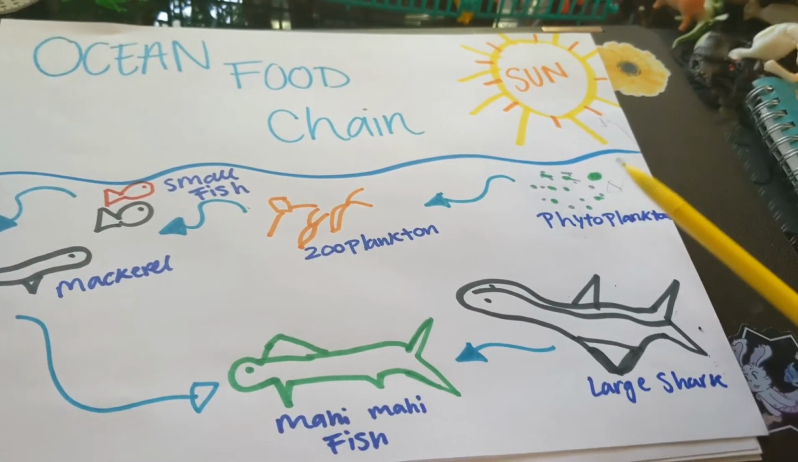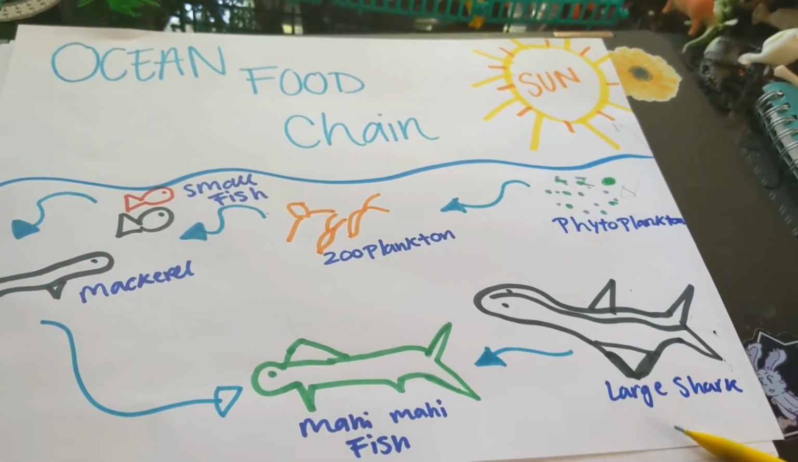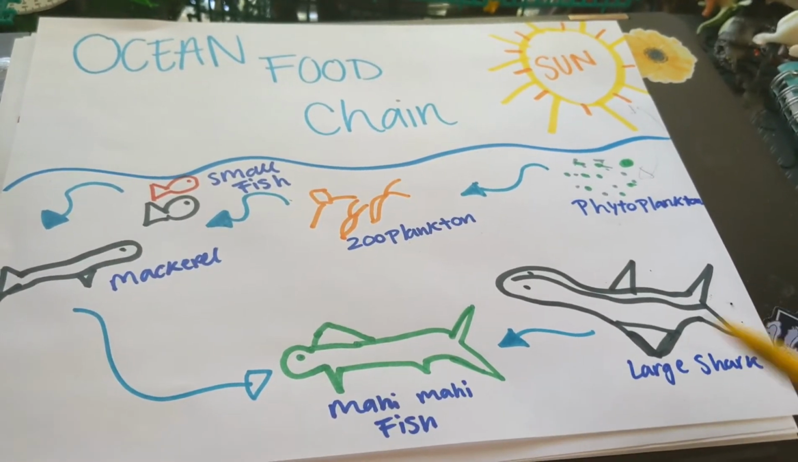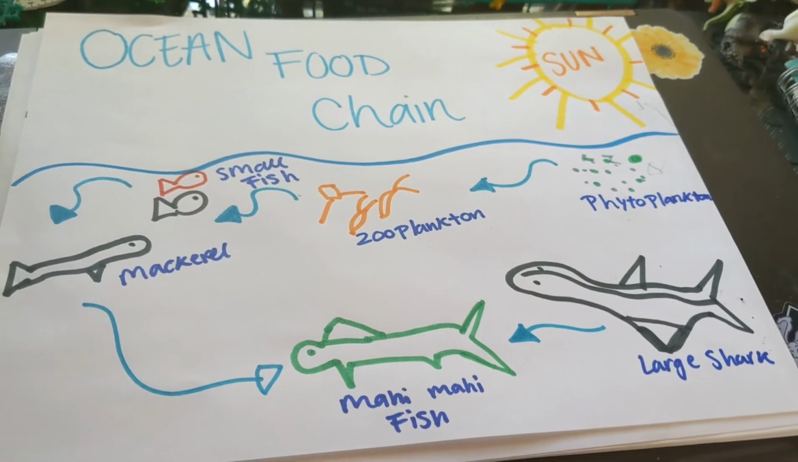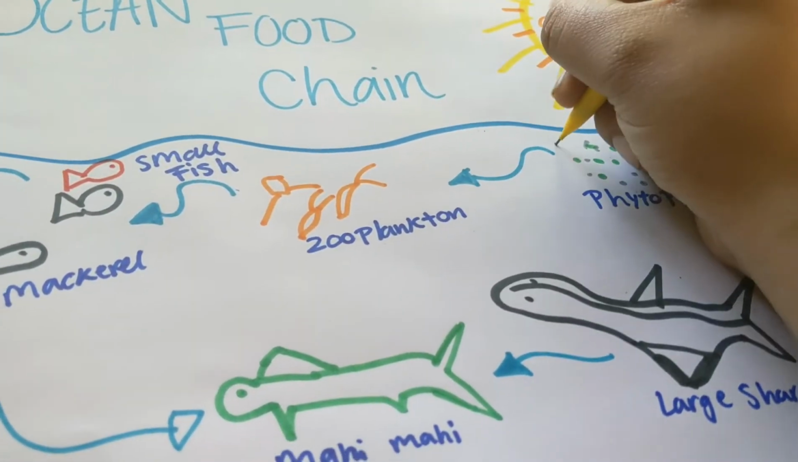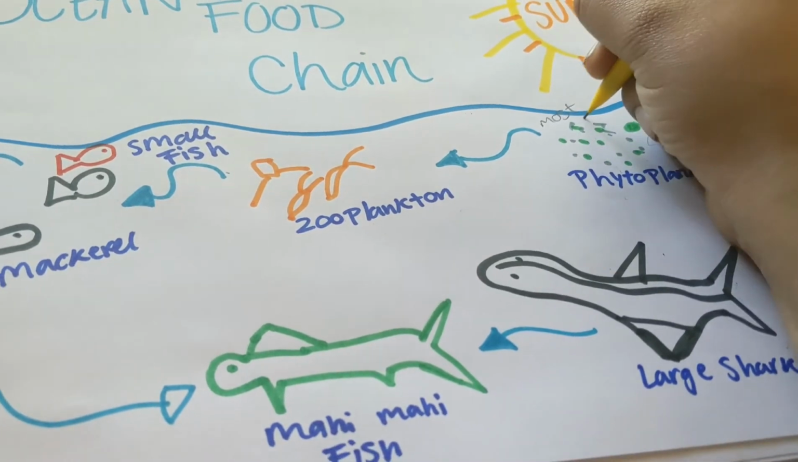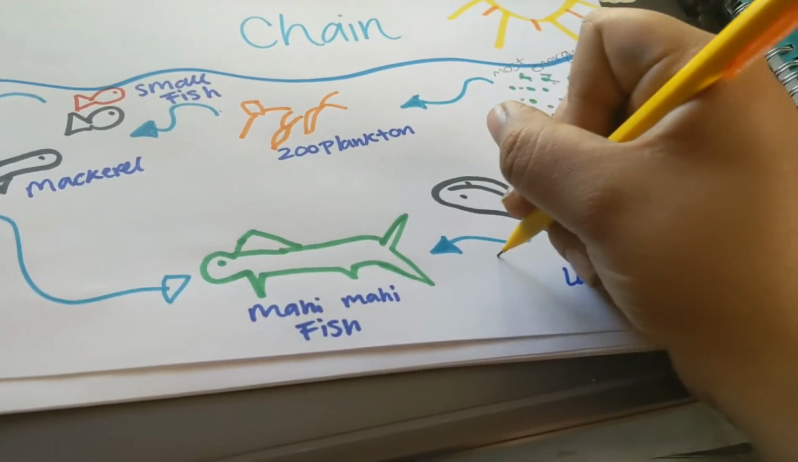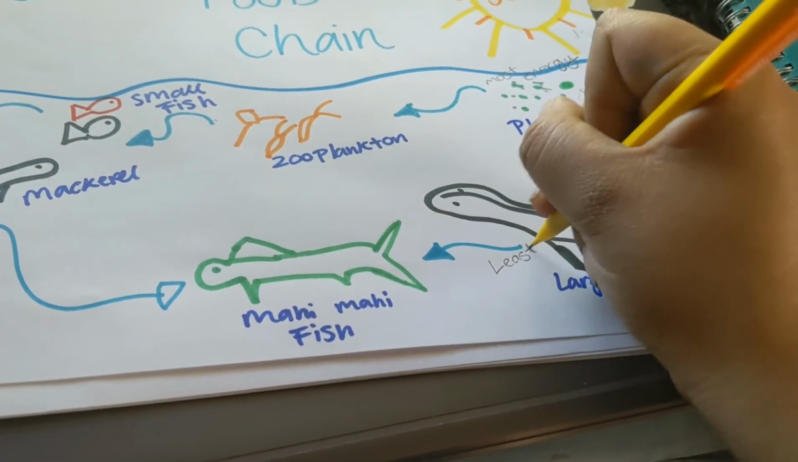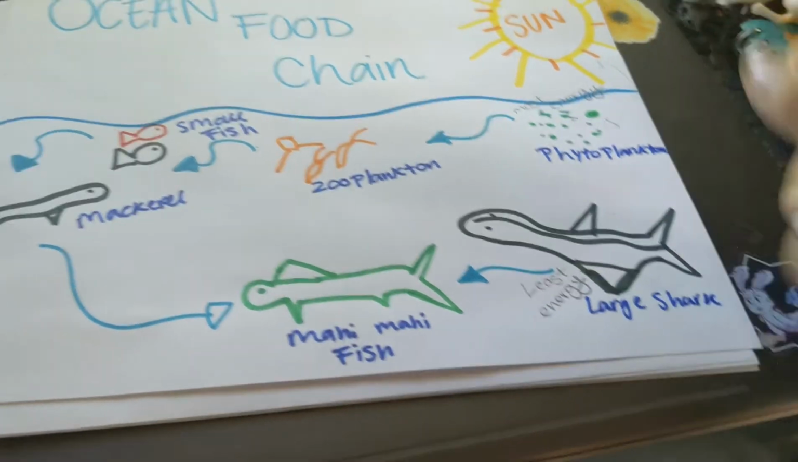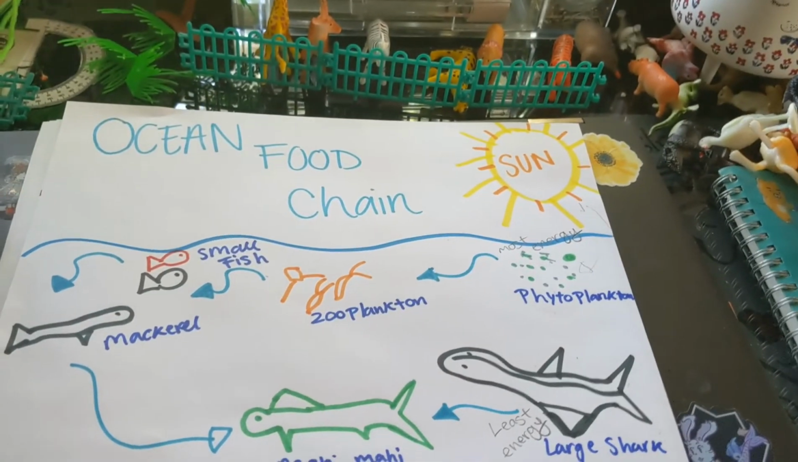So of course, always start with your producer and always end with the consumer, okay? And let me know which one has the most energy and which one has the least energy. Just label it. So I'm going to write right here, most energy. And then the shark, of course, has the least energy. Alright, and then take a picture of this and submit it.